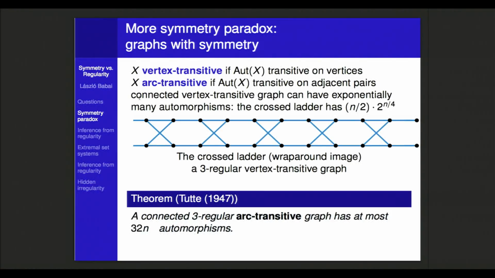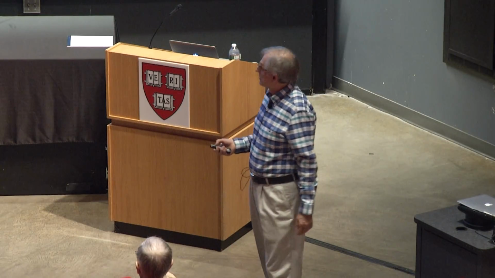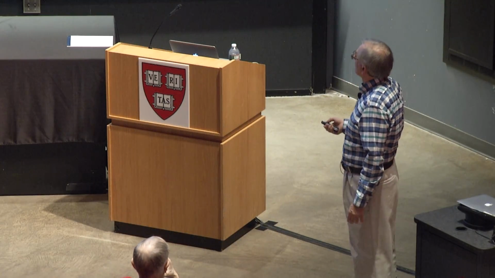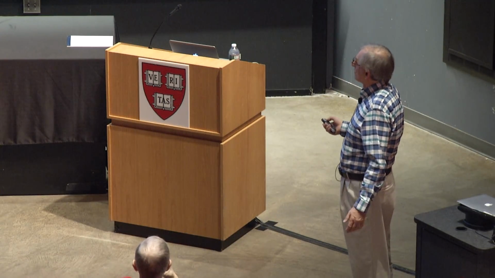If we strengthen the condition of vertex-transitivity just a little bit to make it arc-transitive, then there are at most a linear number of automorphisms. Tutte proved in 1947, and everyone wonders why he proved it, that an arc-transitive graph, which is 3-regular and connected, has no more than 32 times n automorphisms. It's an amazing result, and there has been a lot of work to generalize this.